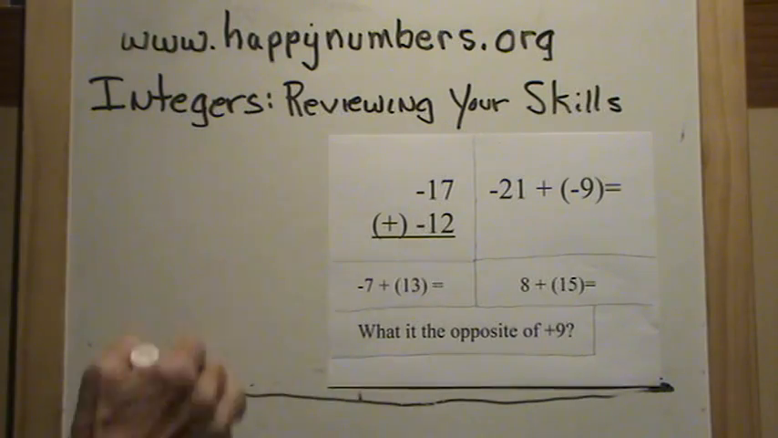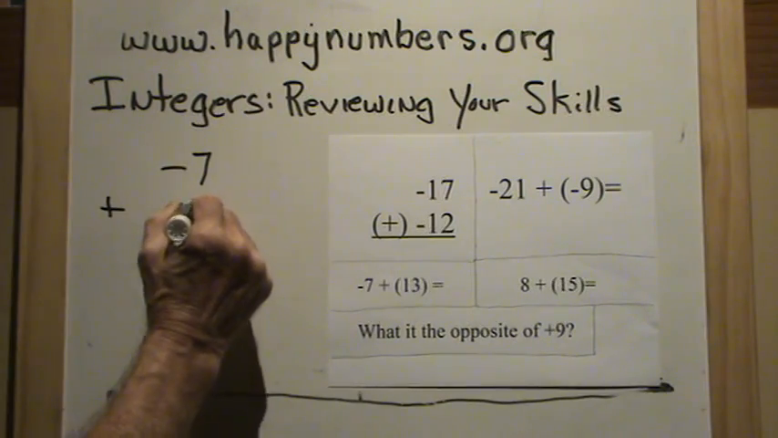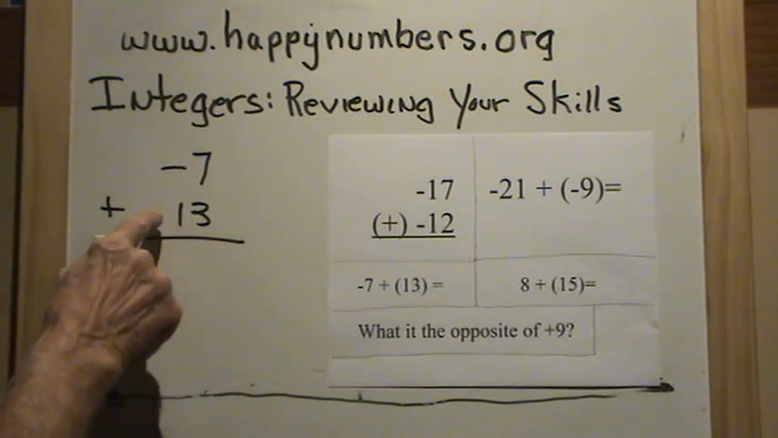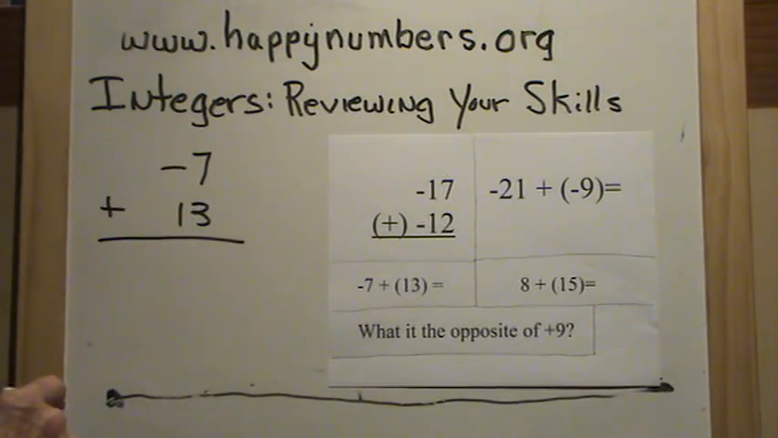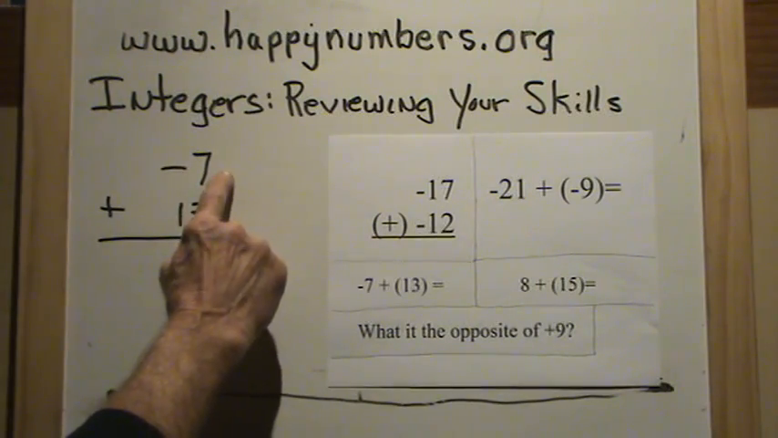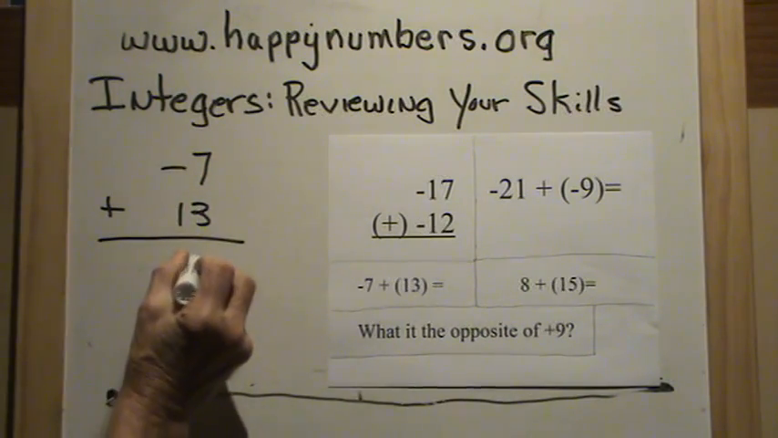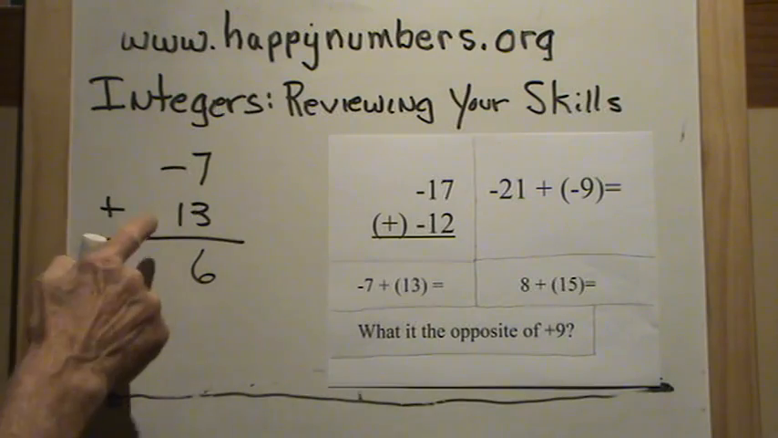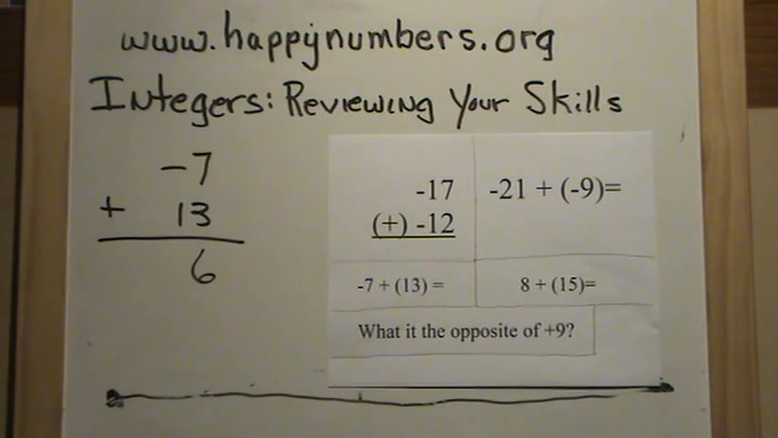Take a look here. Negative 7 plus 13. Well, I know this is a positive 13. So I'm adding numbers where signs are different. So I know I take the smaller number from the larger number. If I take 7 away from 13, I get 6. And I use the sign of the larger number, which is positive, so I don't even have to write it. So that would be positive 6. And again, on a number line, if this was 0, and I was at negative 7, and I moved 13, I'd wind up at positive 6.